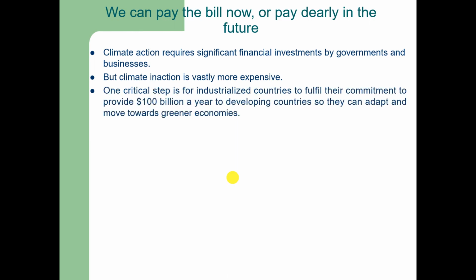One critical step is for industrialized countries to fulfill their commitment to provide $100 billion a year to developing countries so they can adapt and move towards greener economies.